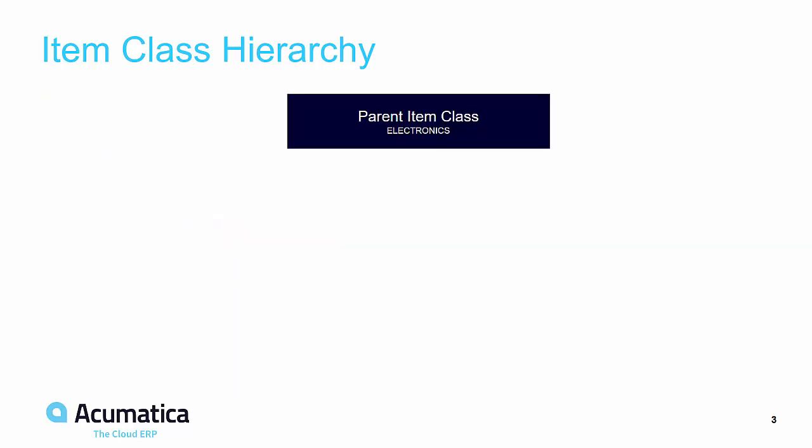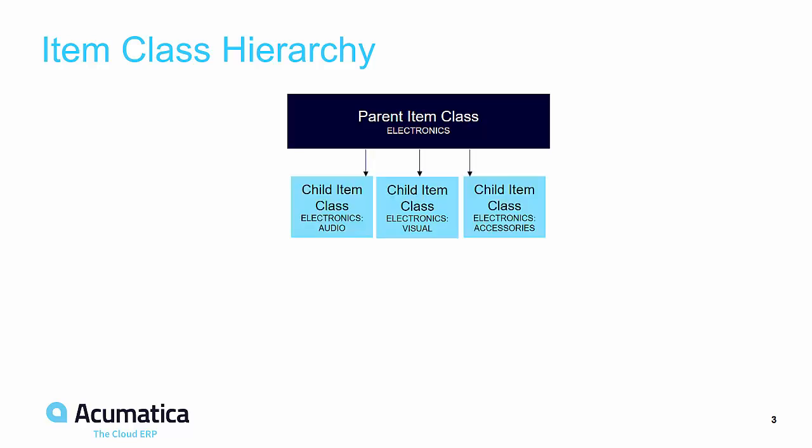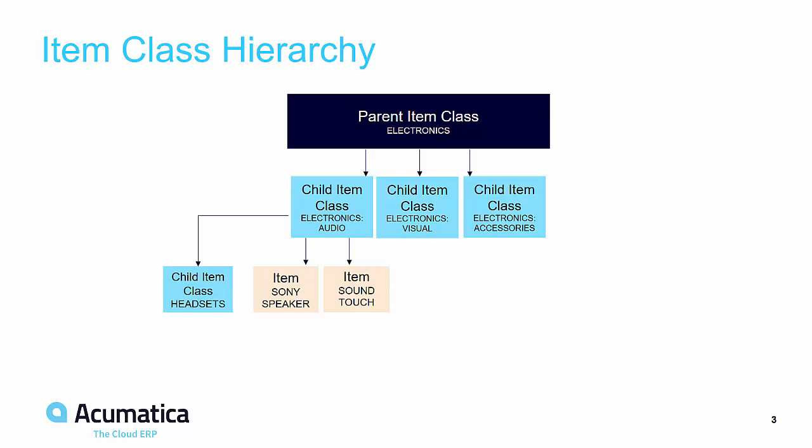Here we see an example of an item class hierarchy for the parent class, electronics. Underneath the electronics class, we see there are three child item classes: audio, visual, and accessories. In the next layer down, we see two items that are part of the audio child item class: the Sony speaker and the Sound Touch. We also see an additional child item class for the audio category: headsets. There are also two items that are included in the headsets category.